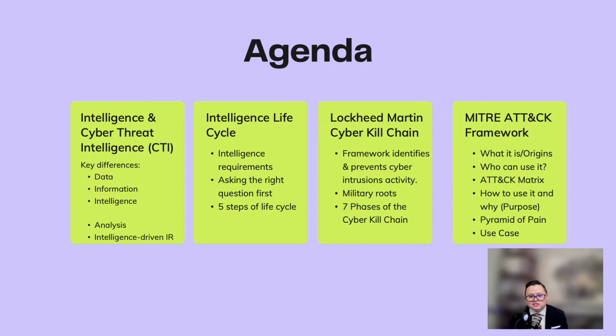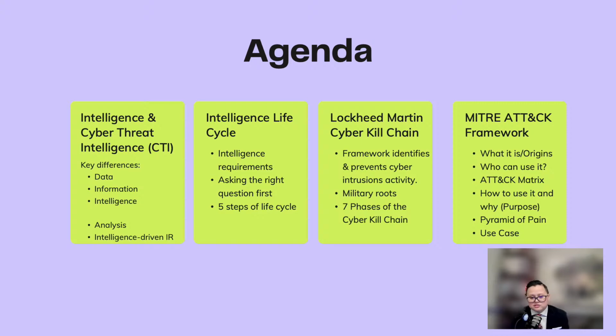And of course, a bit about the Lockheed Martin cyber kill chain, which was the framework that came out before MITRE ATT&CK and has played an influence on the MITRE ATT&CK framework. It is a framework that identifies and prevents cyber intrusions activity, which has military roots. It comes from the military kill chain, and you can see from the 7 phases of the cyber kill chain how it has influenced the very early stages of the MITRE ATT&CK framework. So that is why, instead of going straight into the MITRE ATT&CK framework, I will be talking a little bit about intelligence and the cyber kill chain.